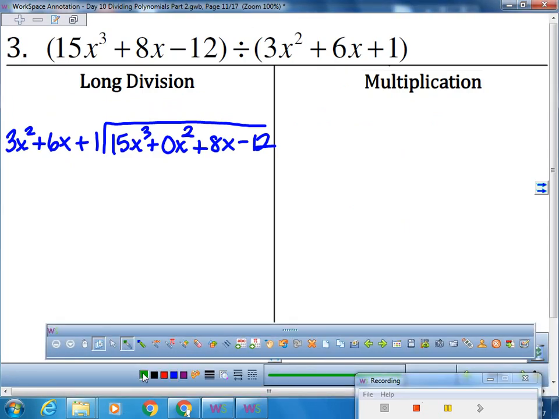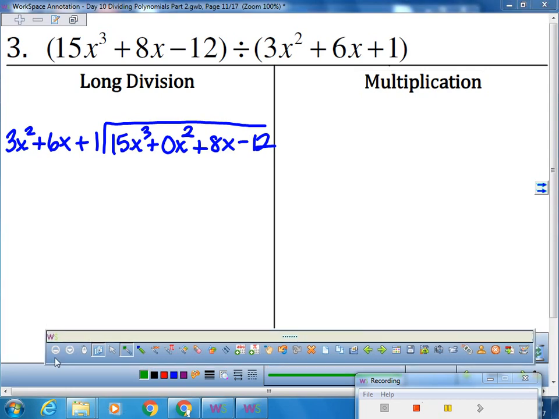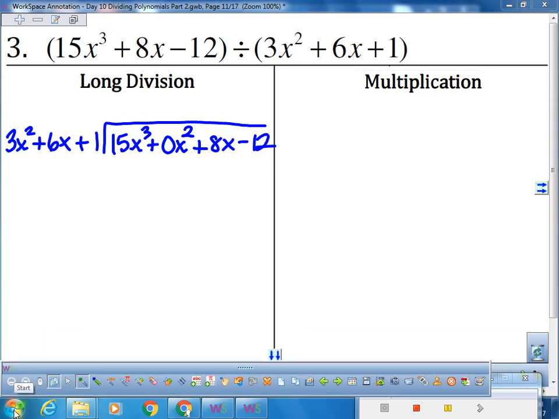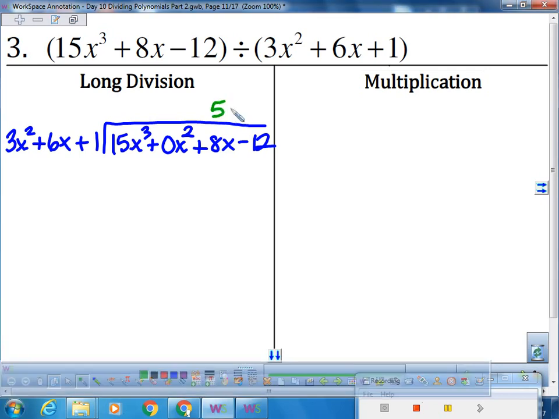It's not bad as long as you stay organized. So 3x squared, what do I multiply 3x squared by to get 15x cubed? 5x. So where am I going to write a 5x? Above the 8x. 5x times 1 is 5x. I need to put that in the x column. There's 5x. 5x times 6 is 30x squared.